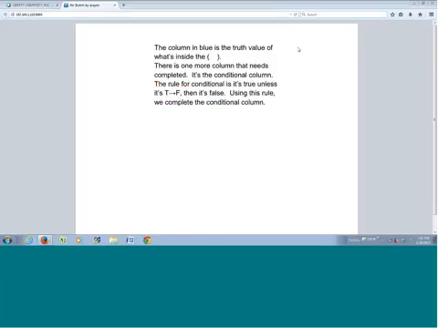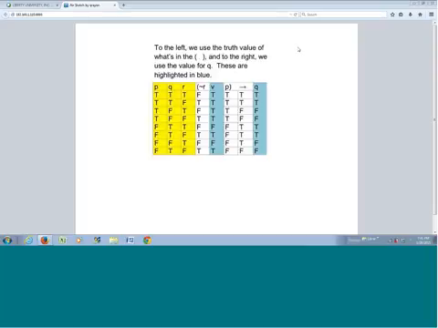So there's one more column that needs to be completed, and that's the conditional column. So we have to refer to the conditional rule: it's true unless you have a T arrow F, then it's false. So using this rule, we're going to complete the conditional column, and the two blue columns are the ones I'm looking at. To the right of the arrow, you have the Q. To the left of the arrow, you have the value of what's inside the parentheses.